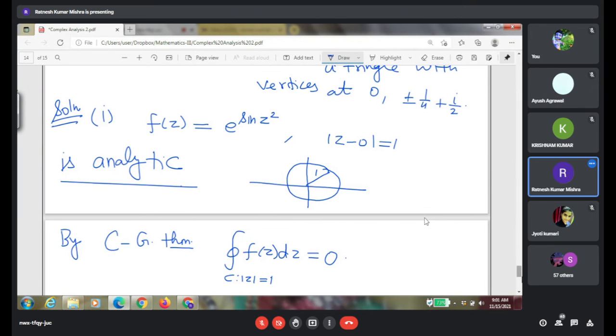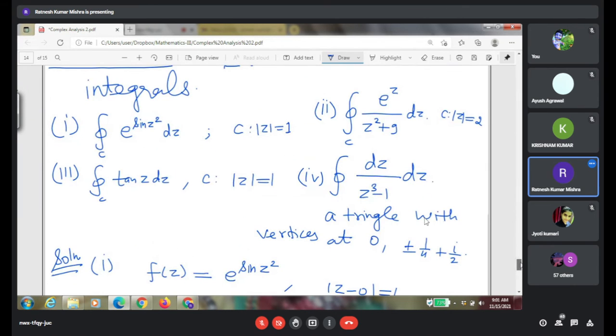Similarly, see, f(z) is e to the power z by z squared plus 9.